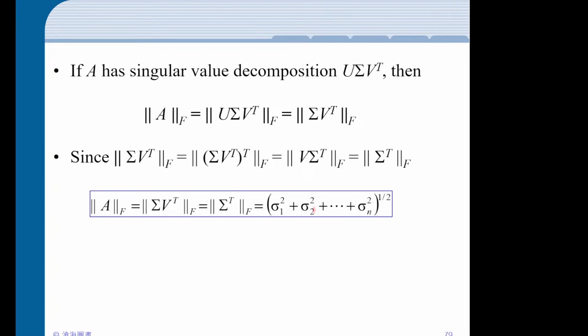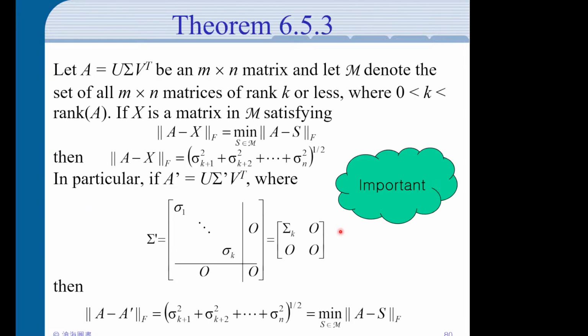So the Frobenius norm of A is the sum of the singular values squared, and then taking the square root. Okay, so that's something nice to know.